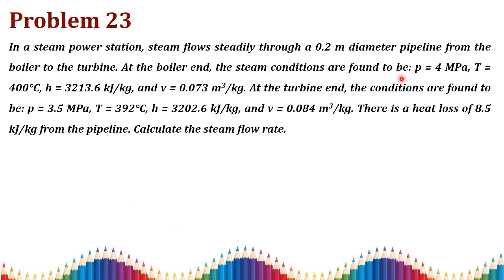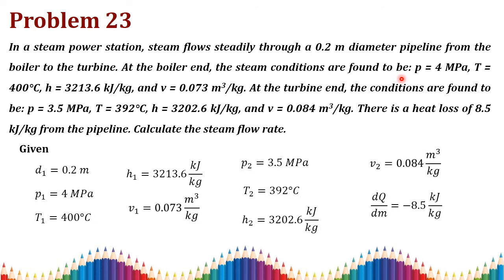4 megapascal. The boiler end is the initial end of the pipe, the starting end of the pipe where the boiler is connected. So P1 is 4 megapascal and T1 is 400 degrees Celsius, and h is enthalpy. So h1 is 3213.6 kilojoule per kilogram and your specific volume v1 is 0.073 meter cube per kg.